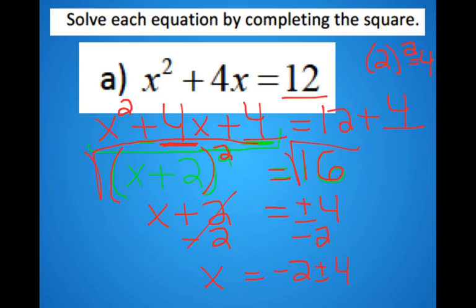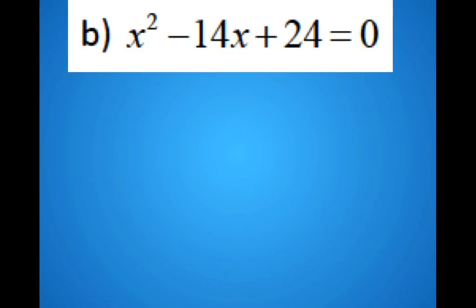And so we have negative 2 plus 4, which is a positive 2. And we have negative 2 minus 4, which is negative 6. So these are the two answers, 2 and negative 6. And sometimes you'll see them in set notation like this, 2 comma negative 6, or you could just say x equals each of those separately. Okay, next example.